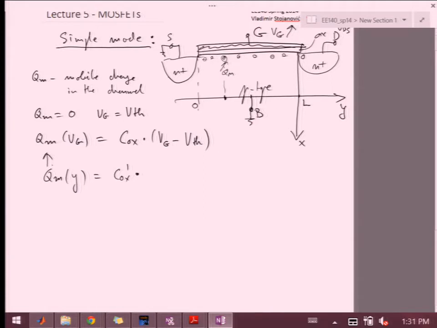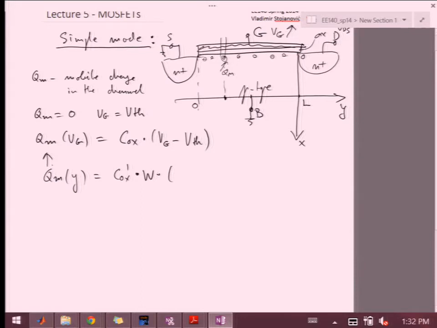L is called the channel length. It's the total distance from the edge of the source to the edge of the drain. And then in this dimension right into the screen, we have the W, or the width of the transistor. Right? So Cox prime is going to be the capacitance per unit area. So I'm going to have Cox prime times W, and then if I integrate this along L, I will then get my total charge. Right? So this is kind of the capacitance of this strip right here that I'm looking at.